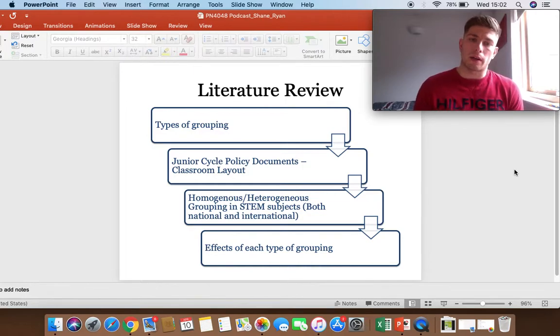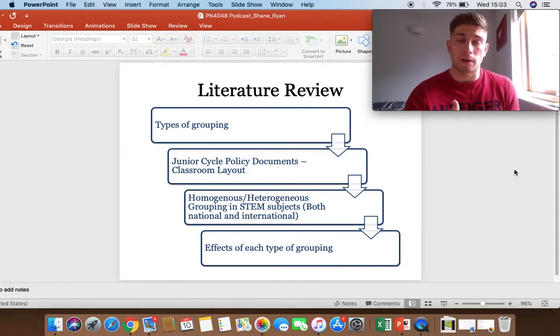Going more in depth then in relation to the grouping, I'm finding very little literature in relation to graphics and technology subjects. So I'm going to look more in depth into STEM subjects, the likes of maths, that can intertwine with graphics classrooms, and I'm going to look at that on both a national and an international level. And finally then I'm going to look at the effects of grouping and the effects of each type of grouping. So for example, you'd be looking at the effects of heterogeneous grouping and the effects of homogeneous grouping.